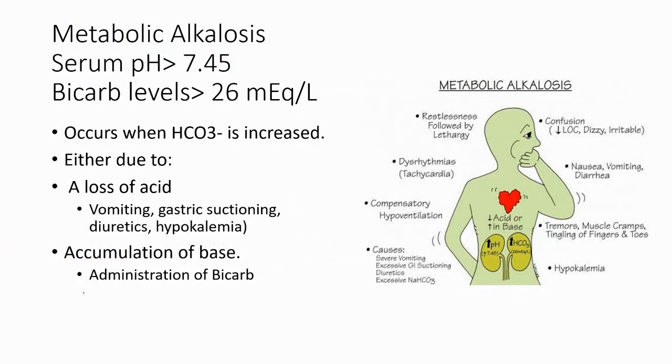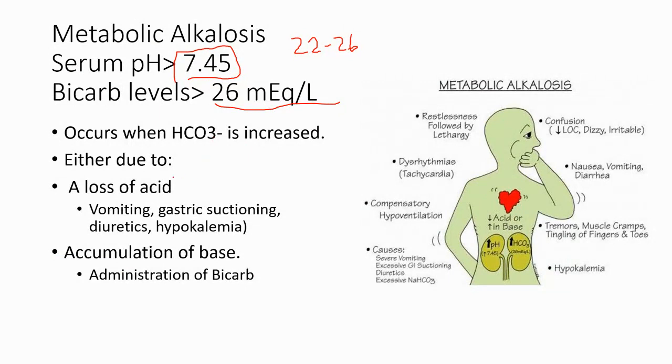Okay, so the next one we're going to talk about is metabolic alkalosis, serum pH greater than 7.45. That should make sense to you now. This isn't a memorizing thing. Remember the bicarb levels we're talking about, normal are 22 to 26. So when they get greater than 26, we just say this person's in a metabolic alkalosis.